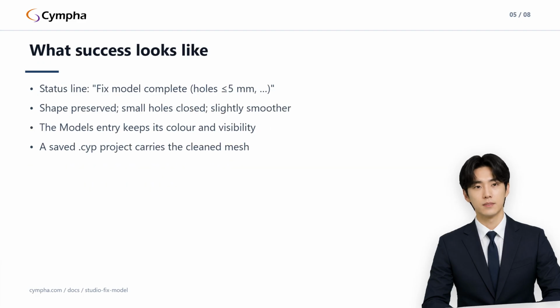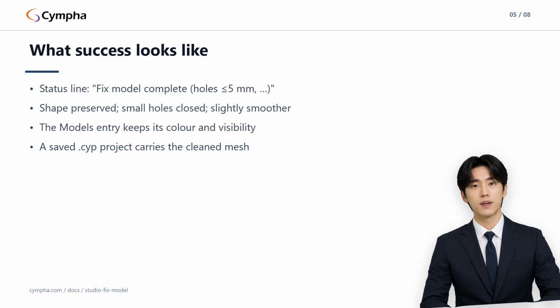Here's how you know it worked. The status line reads Fix Model complete, listing the passes it ran. The visible mesh keeps its overall shape, same arch, same anatomy, with the small holes closed and the surface a touch smoother than the original. The mesh entry in the models list on the top toolbar is still there, with its color and visibility settings untouched, only the geometry was rewritten.